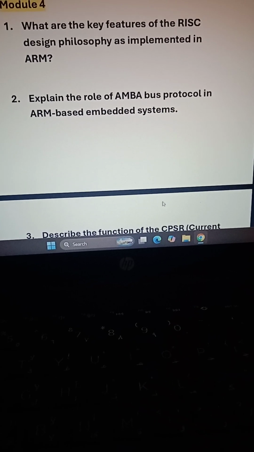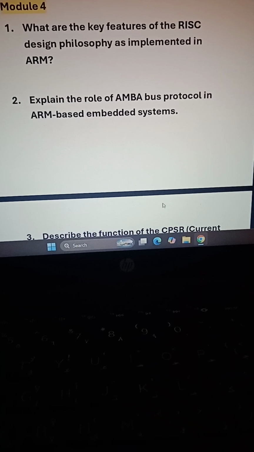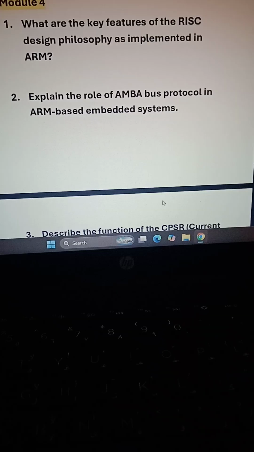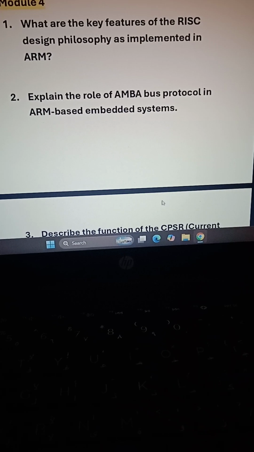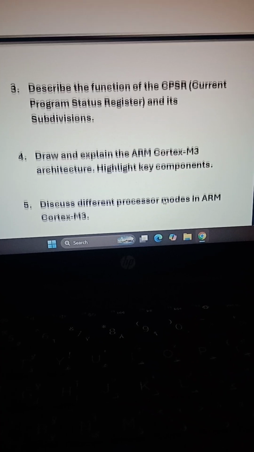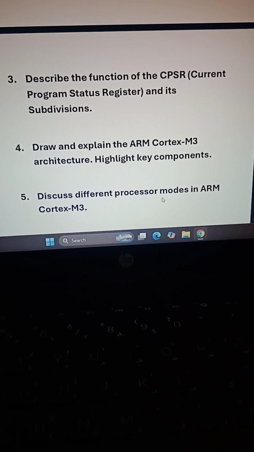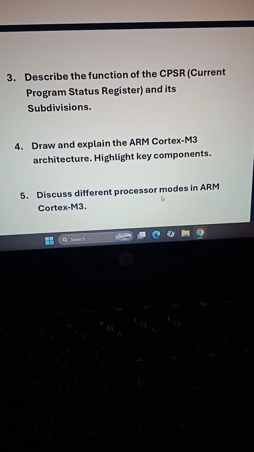Module 4. What are the key features of the RISC design philosophy as implemented in ARM? Explain the role of AMBA bus protocol in ARM-based embedded systems. Question number 2 is very important. 3. Describe the functions of the CPSR. CPSR means current program status register, and its subdivisions.